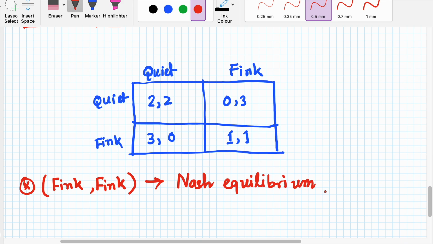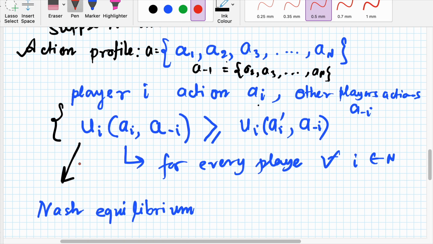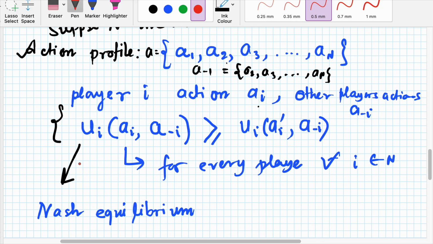Why is this strategy a Nash equilibrium? This is obviously an action profile, because it associates an action with every player. Now we will see why this action profile is a Nash equilibrium. We know that to be a Nash equilibrium, it has to satisfy the property described above.